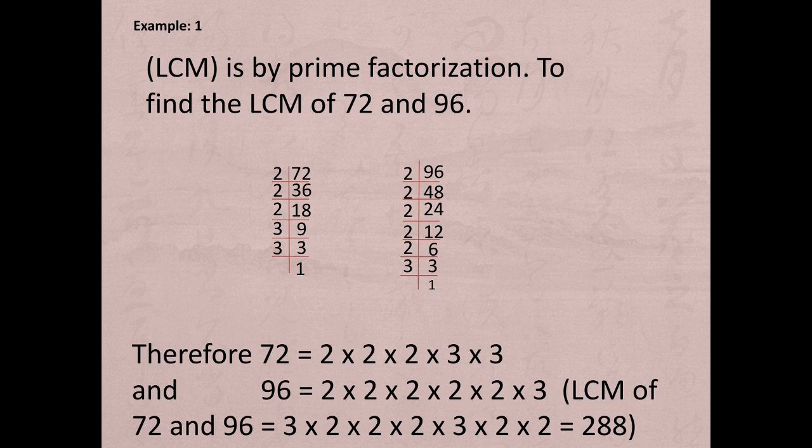As we have 9 here and 9 cannot be divided by 2, we will use another prime number, that is 3. 3 3s are 9 and 3 1s are 3. When we get 1 at the end, it means our prime factorization has been completed.